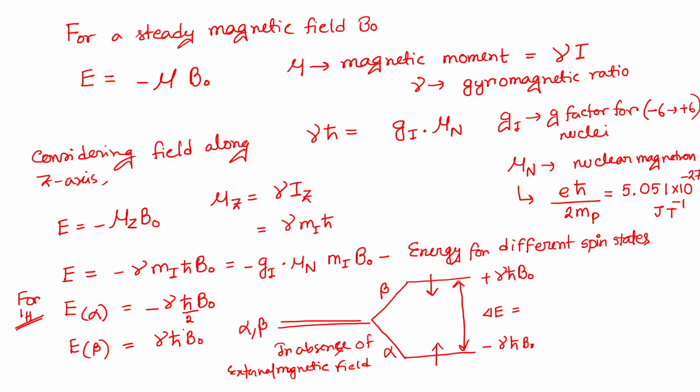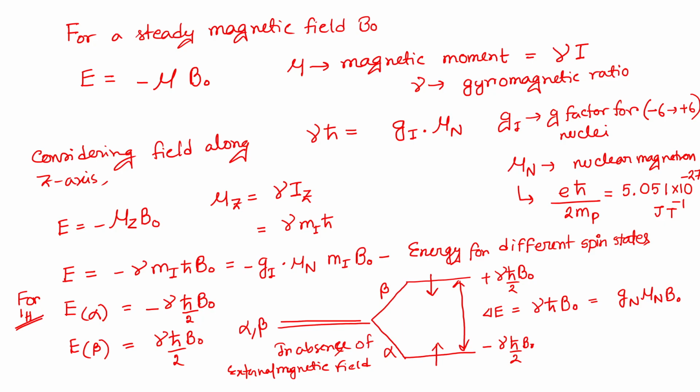Mi is plus half for beta and minus half for alpha, so the gap would actually be gamma H cut B0, which you can also write in terms of the Bohr magneton and the nuclear magneton, and in terms of the G factor multiplied by your magnetic field.